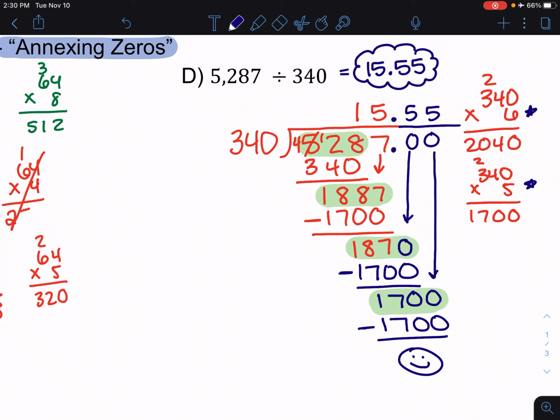Your homework for this section is on page 141 of your textbook, and we are doing numbers 2 through 12, even only. So 2, 4, 6, 8, 10, and 12 only. Good luck.